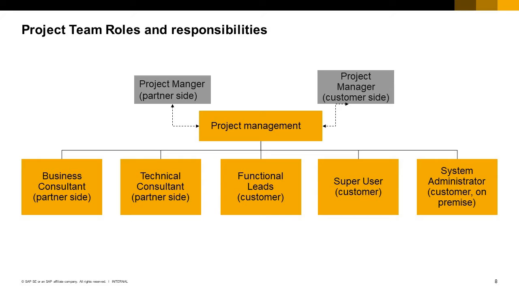This person will be trained to perform administrative functions on the new system in production, such as creating users, setting authorizations. This person will receive training in all areas of SAP Business One. A technical person from the customer should be part of the project team, for on-premise systems.